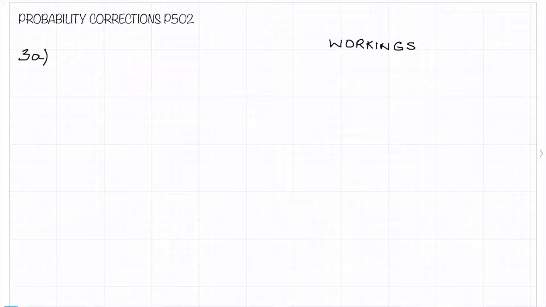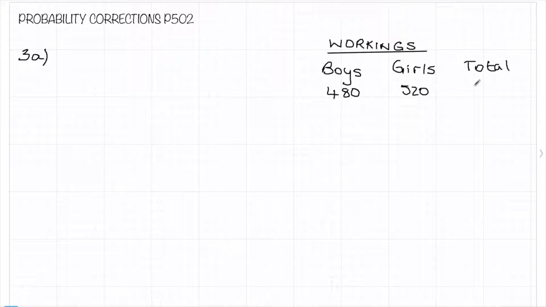This is a short video to show how to do your corrections for the probability questions. Test yourself, page 502. On the right hand side of the page you can put your workings. This is question 3a. The information is given in the question.